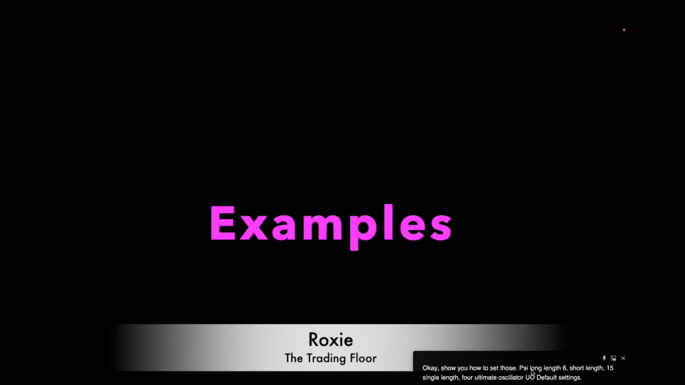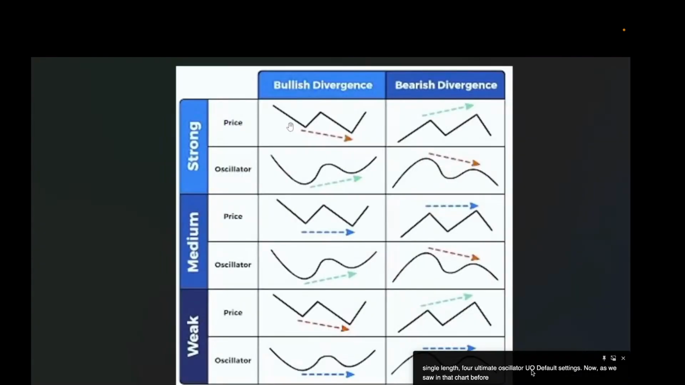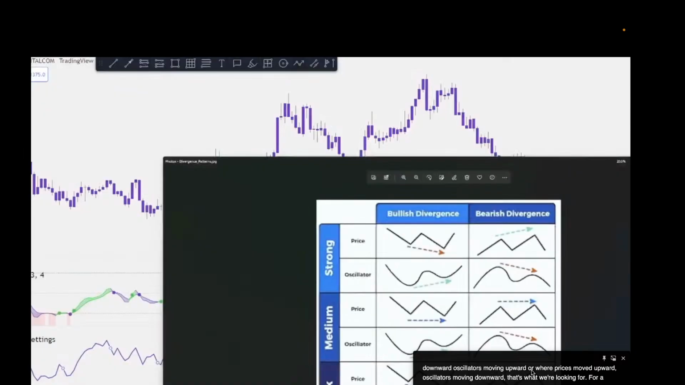Now, as we saw on that chart before, we're looking for where price is moving downward and oscillators are moving upward, or where price has moved upward and oscillators are moving downward. That's what we're looking for, a divergence. Let's see what we can spot here.